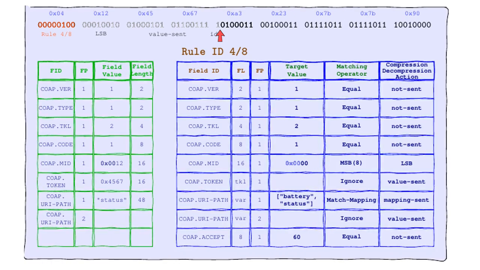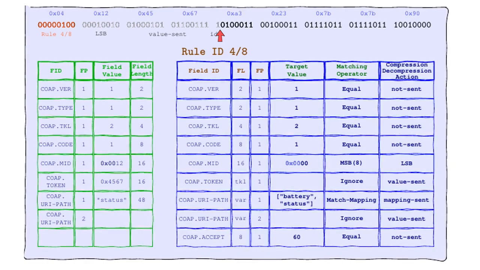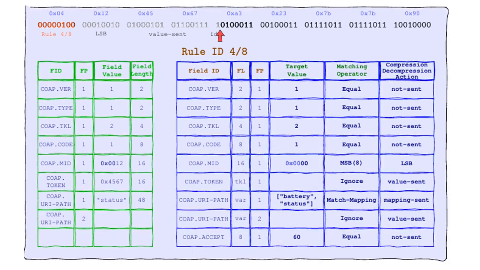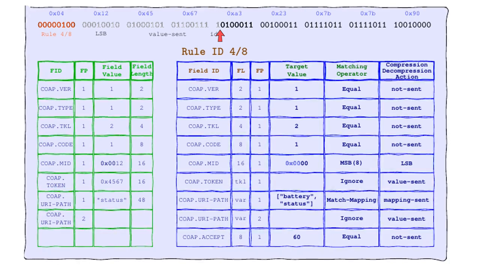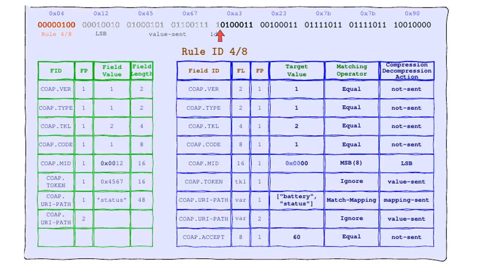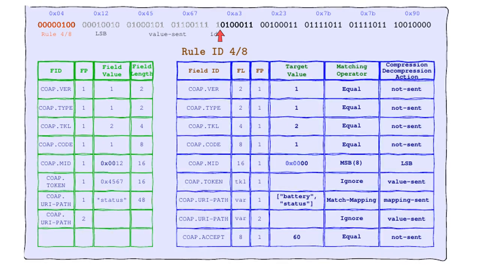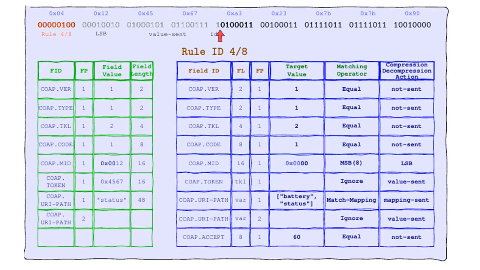We hit our next field, another URI path. The CDA is shouting, value sent. So we're diving straight into the field length in the rule, but wait a minute, what's this? Holy data streams, we've hit another function. This time, it's a var popping up. This sneaky little function means the length itself is hiding in our compression residue.